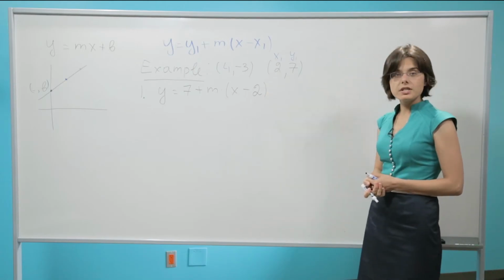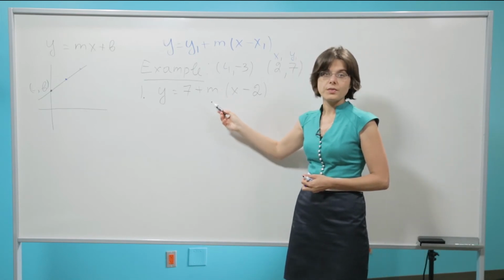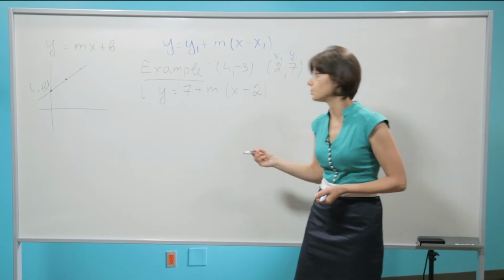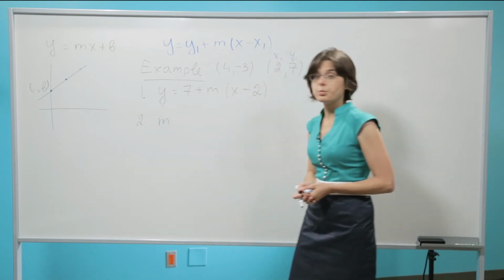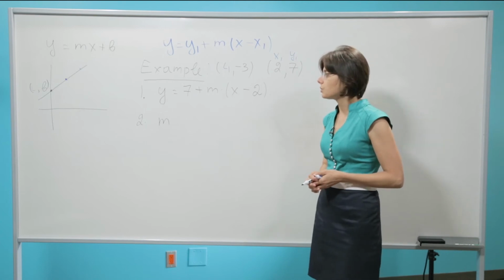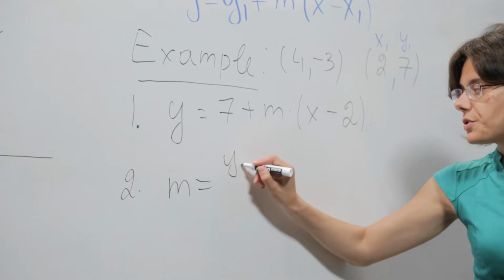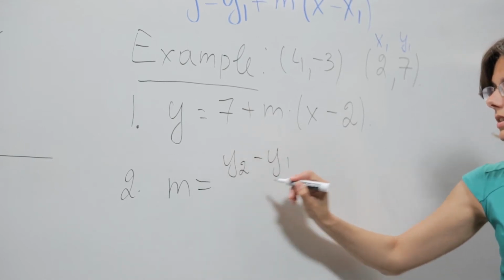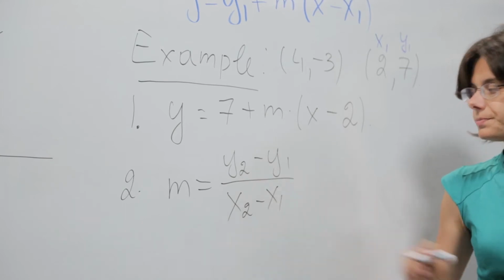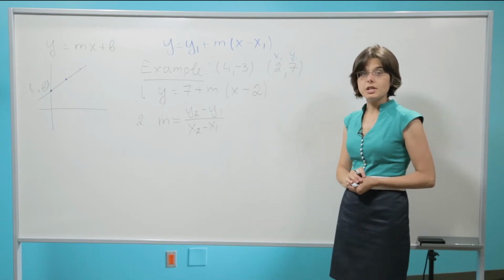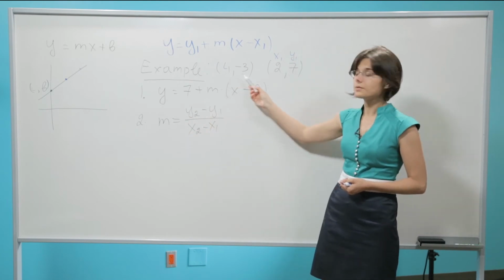Now, we look at this equation and we see that the slope is unknown. So the next step is to find the slope. From the previous video, we know that in order to find the slope, we have to use the following formula: y2 minus y1 divided by x2 minus x1. As you see, in order to find the slope, we have to know 2 points.